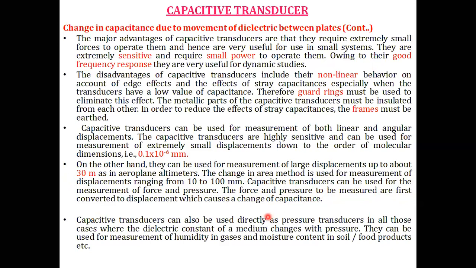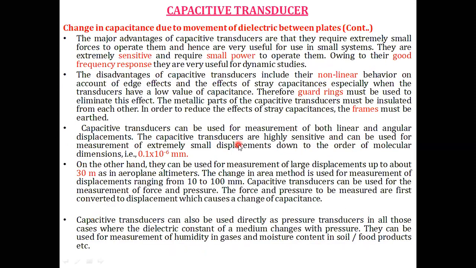Capacitive transducers can also be used directly as pressure transducers in all those cases where the dielectric constant of a medium changes with pressure. They can be used for measurement of humidity in gases and measurement of moisture content in soil or fruit products, etc. Okay.